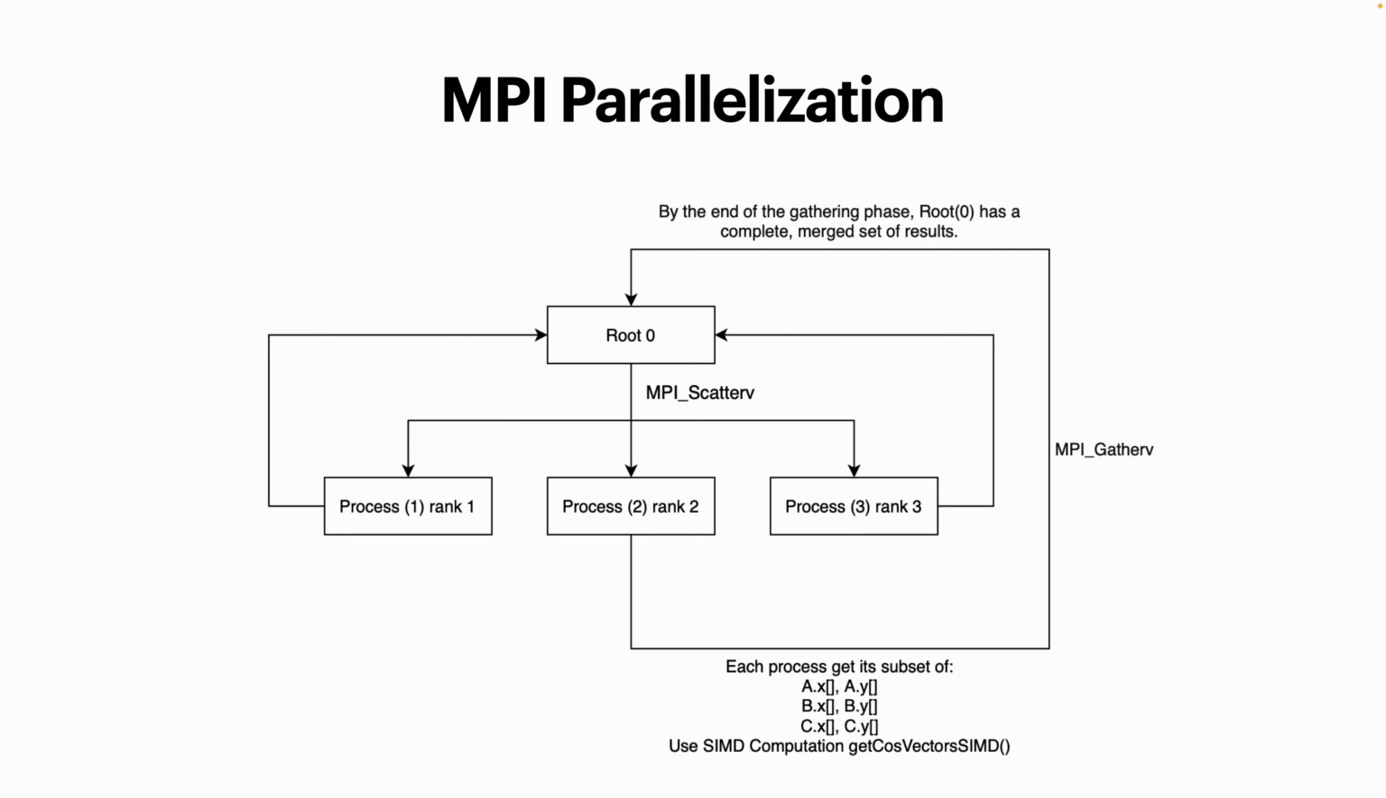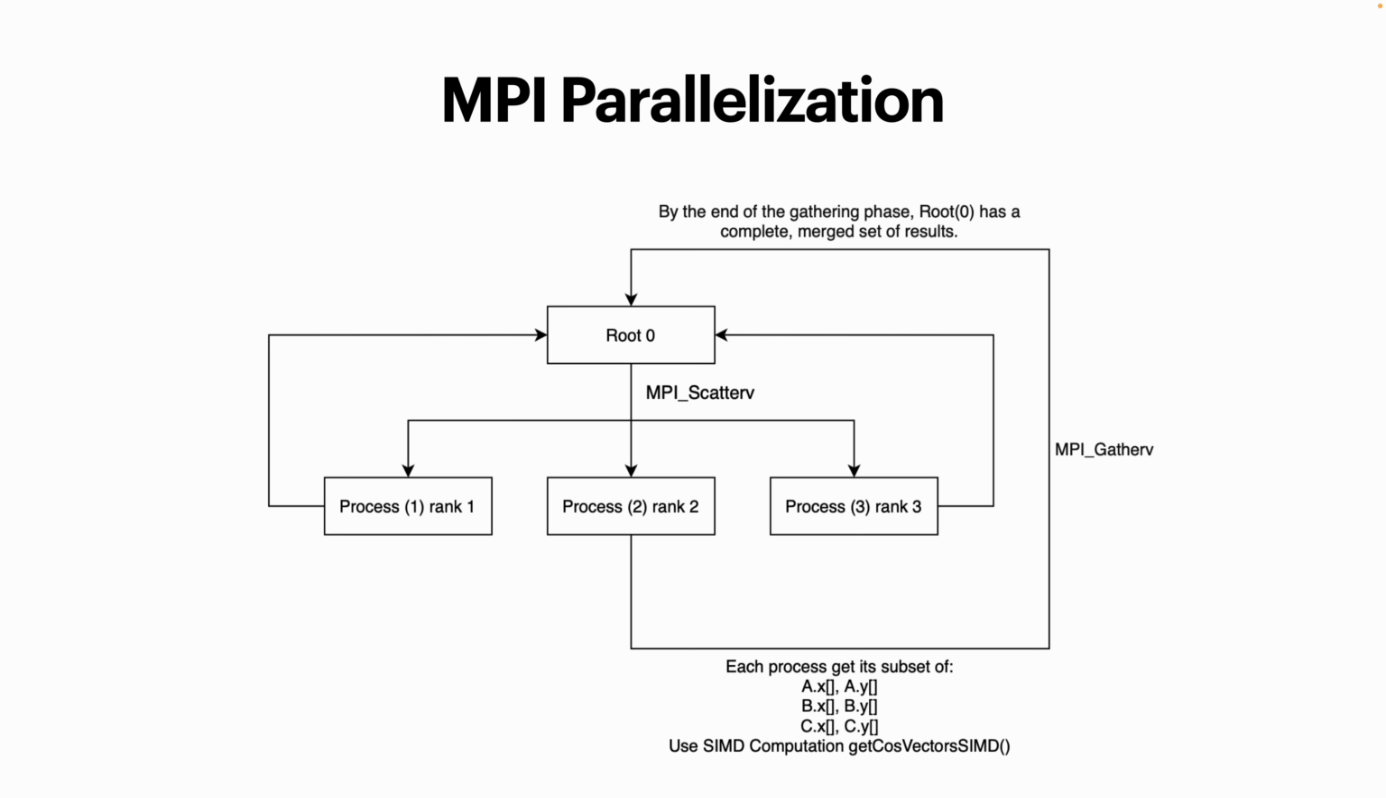So to scale further, we introduced MPI parallelization learned from lecture. The diagram illustrated here shows how I manage the processes. The root process, rank 0, partitions the dataset into chunks and distributes them via MPI_Scatterv to multiple MPI processes. Each process then runs the SIMD-optimized kernel locally on its assigned subset of data. After computation, we use MPI_Gatherv to reassemble the partial results at the root.